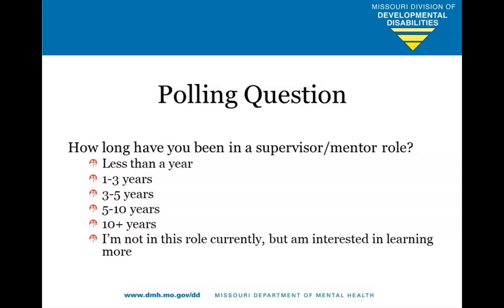All right, so it looks like we have a lot of people within the 5 to 10 year range of providing supervision with a wide variety of roles. So we have some BCBAs present, some behavior support specialists, quality assurance folks, some directors, then some that are mentors to others. So you might not be providing direct supervision, but you are in a mentor role. So welcome, and I'm glad that we have such a diverse audience today.